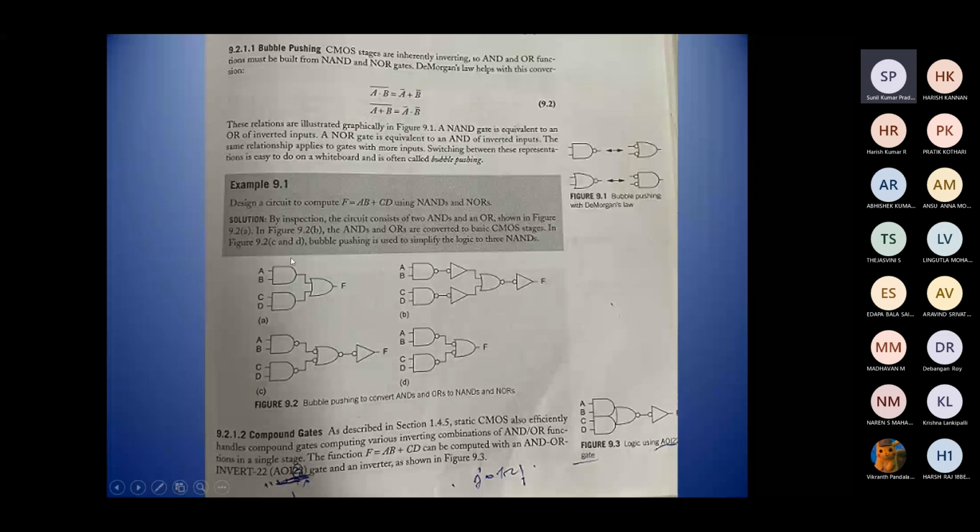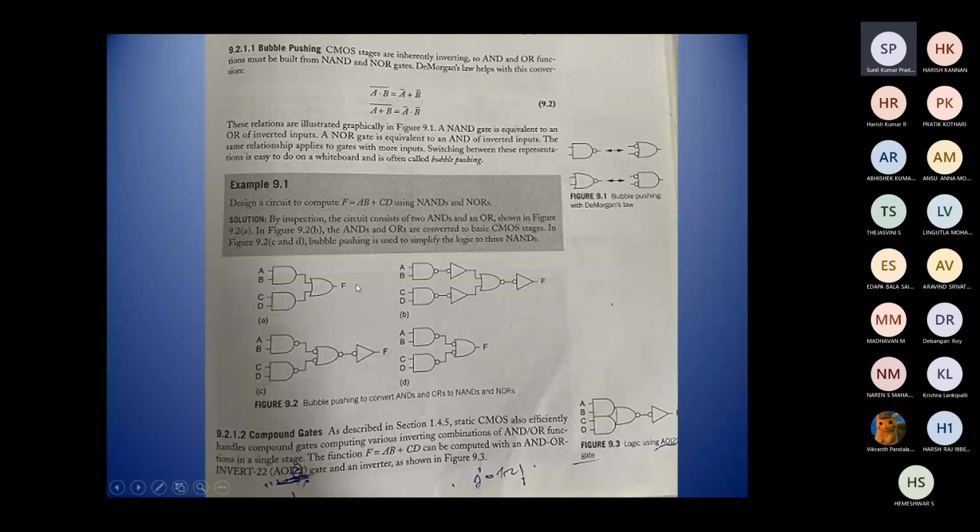If you can see here, this is one input A and another input B. So this is actually our AND operation. Similarly, C and D, this is another input, this is another input, so we get another AND gate. Now the output of this AND gate and the output of the other AND gate are connected to the OR gate. Okay. So finally we get the output AB plus CD.